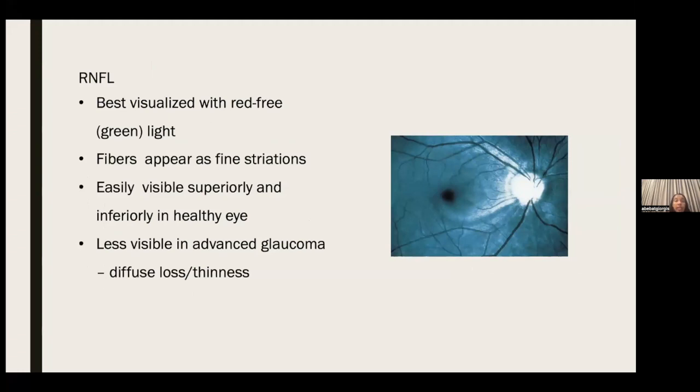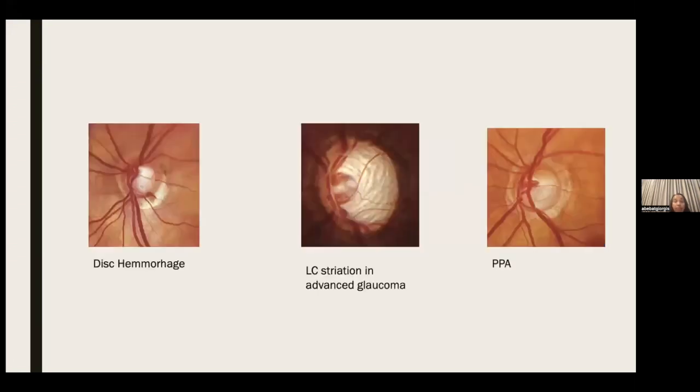Retinal nerve fiber layer is best visualized with the red-free filter, which is a green one. The fibers appear as fine striations, as you can see here in this picture, and it is easily visible superiorly and inferiorly in healthy eyes, but it's less visible in advanced glaucoma because of diffuse nerve fiber loss or thinness. So here we have some examples.